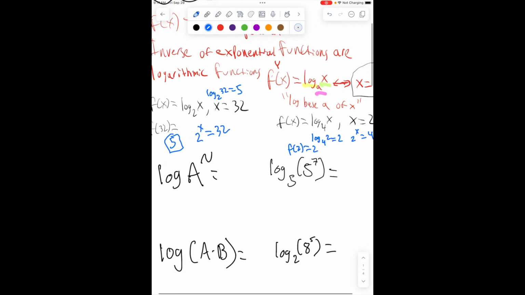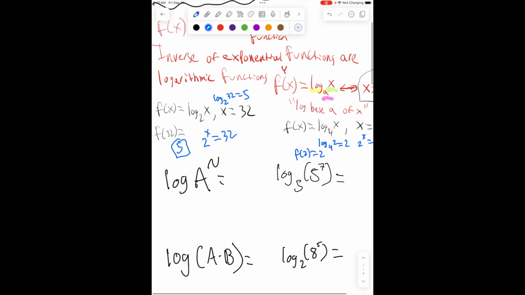Some properties of logarithms. Again, how do we manipulate? How do we move these things around? How do we use them? If I have a log, if there's no number below, you assume it's a 10. So if it's any other number besides a 10, it's that number. But if there's no number, you assume it's a 10. And when I have a logarithm raised to an exponent like this, I can move the exponent out front.